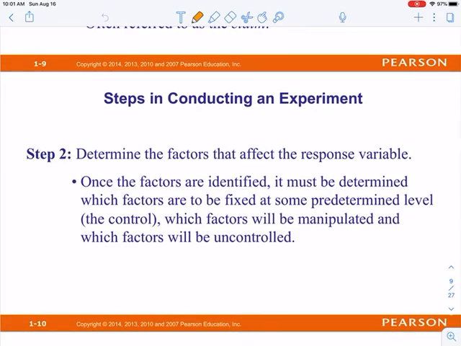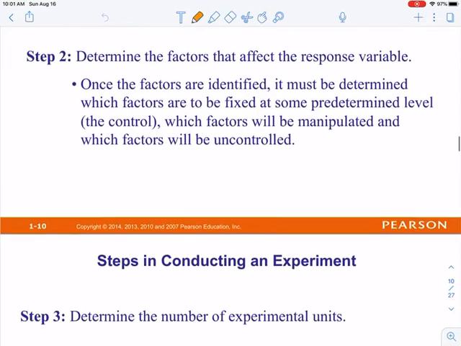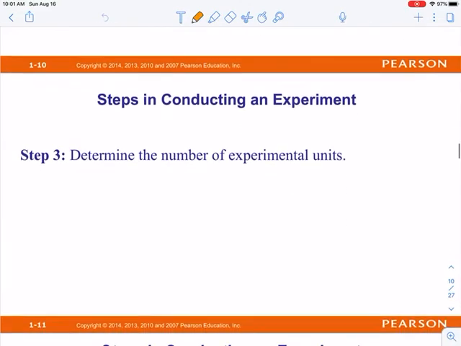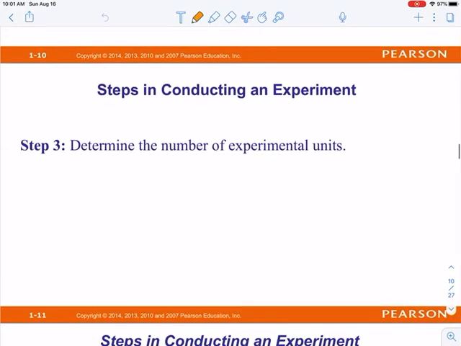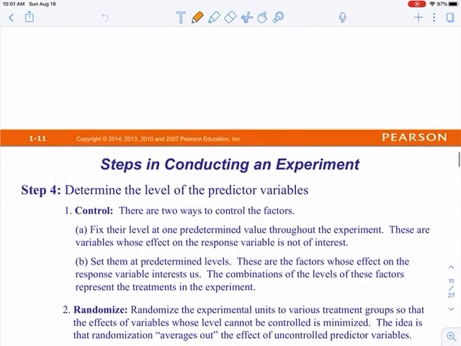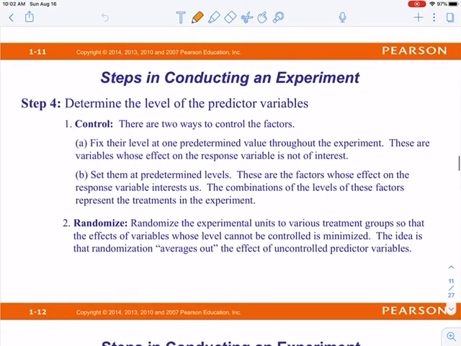For step 2, we're going to determine the factors that affect the response variable. Once the factors are identified, it must be determined which factors are to be fixed at some predetermined level, the control, which factors will be manipulated, and which factors will be uncontrolled. And you'll see an example of all these in just a second. For step 3, we're going to determine the number of experimental units. And for step 4, we're going to determine the level of the predictor variables.